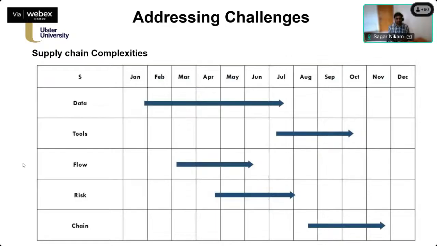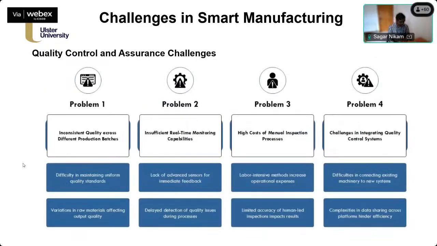The other challenge in smart manufacturing is quality control and assurance challenges. There are four different problems in this. Problem number one is inconsistent quality across different production batches. Obviously, when we manufacture, it is possible that there could be different qualities within batches. That makes it difficult to maintain the quality standards, right? And also proper planning of the inventory.